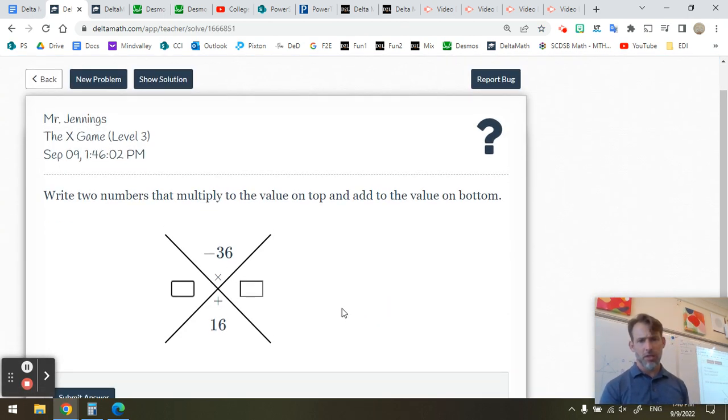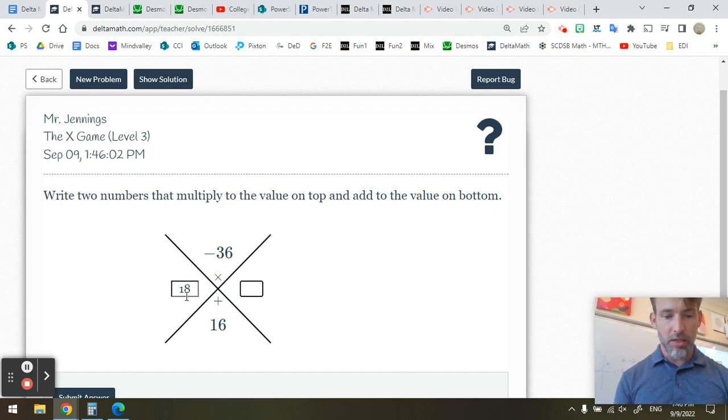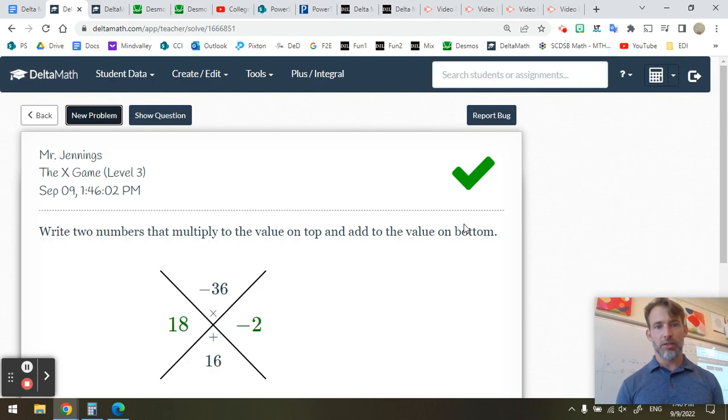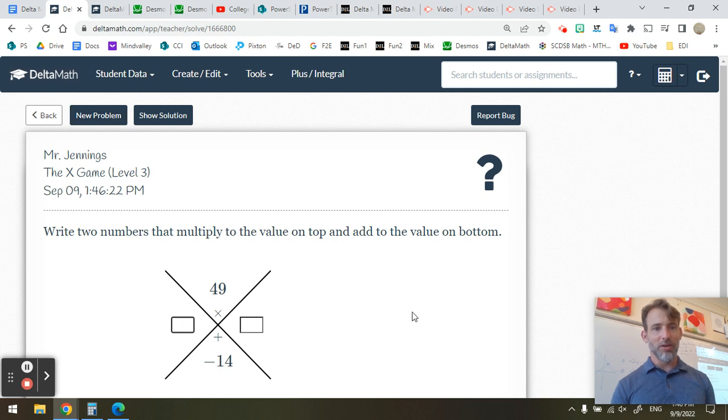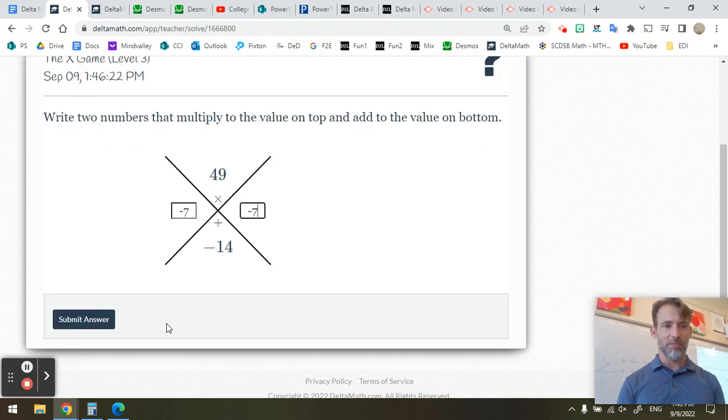And then level 3 of X game, this one puts together some bigger numbers and nastier numbers. This one is not that bad. Let's see, we've got to multiply to negative 36 and add to 16. So that's 18 times 2. And the 18 is positive, it's bigger. So there. Submit the answer. Yes. And then do another one. 49 multiplies to positive 49, adds to negative 14. Well, there's only one way to do that, negative 7 and negative 7.